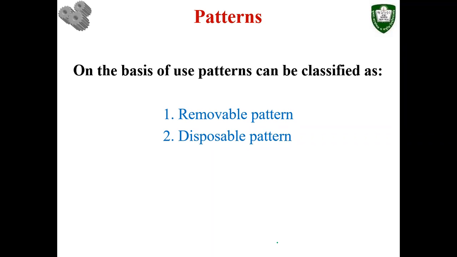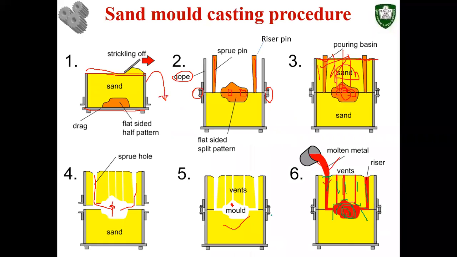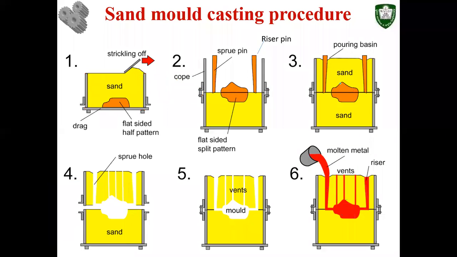In the case of a disposable pattern, you don't remove the pattern. Okay, you make the mold, and in the mold the pattern is made of wax, or we can say paraffin wax, okay, or any volatile material that can be evaporated once we heat it up, or we can use higher temperature to melt it. Okay, wax can be melted at 40-50 degrees Celsius.